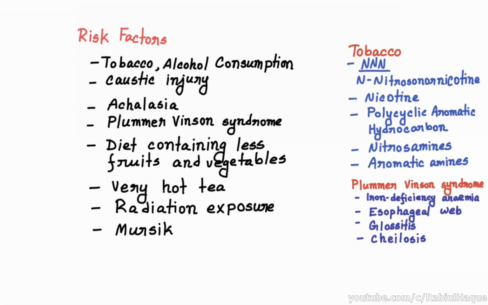The first risk factor that we will talk about is tobacco. Now always remember, tobacco contains a lot of chemical components, and many of these are carcinogenic. One component that is specifically responsible for causing esophageal cancer is known as triple N, or N-nitrosonornicotine. This component is found in tobacco, and it is specifically responsible for development of esophageal cancer.